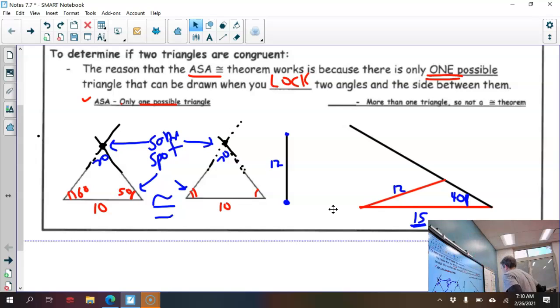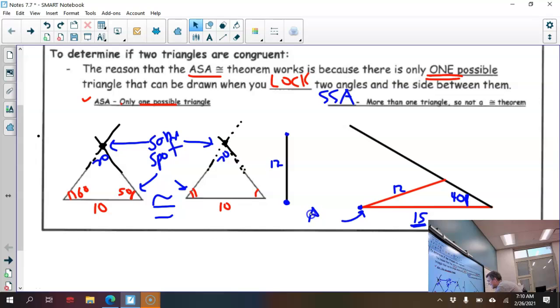So what I'm trying to show you here is I've got an angle locked and I've got two sides locked. This would be side, side, angle. Be careful how you write that. Side, side, angle. Notice the angle is not between the two sides. And I'm locked right there. Well, I'm not. The two sides are locked. But you know what's not locked? This angle is not locked. All right?